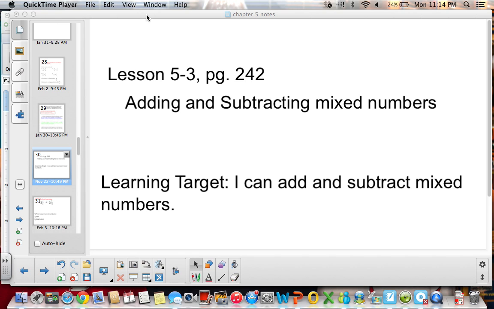So if you want to turn in your notebook to the next blank page right after lesson 5-2 and begin your notes for 5-3. So on the top of that page, you want to label it lesson 5-3, adding and subtracting mixed numbers, page 242. You do not need to write the learning target down, but the learning target is basically the same as the lesson, being able to add and subtract mixed numbers.